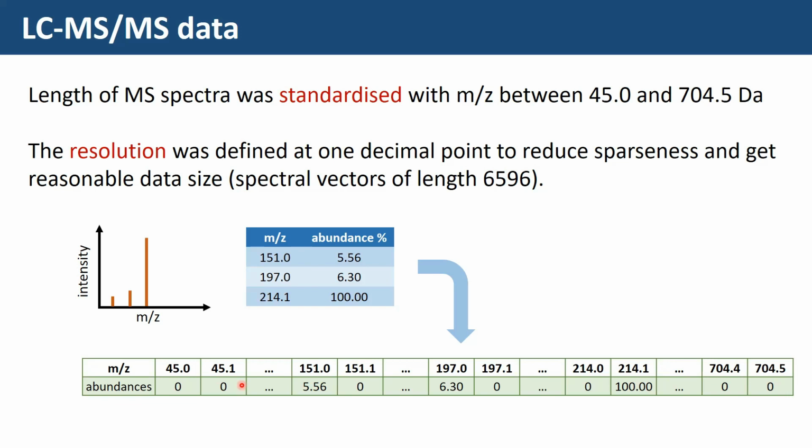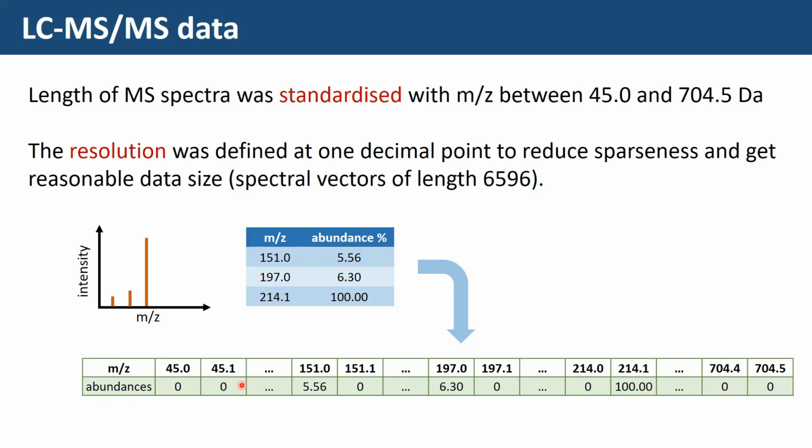In this way, we could reduce the sparseness of the data, and we could get a more reasonable data size. Because in this way, for each spectrum, you have a vector of length equal to around 6,500 values.